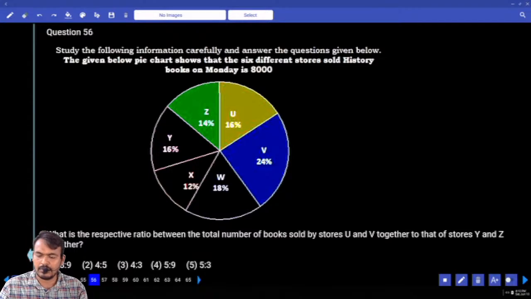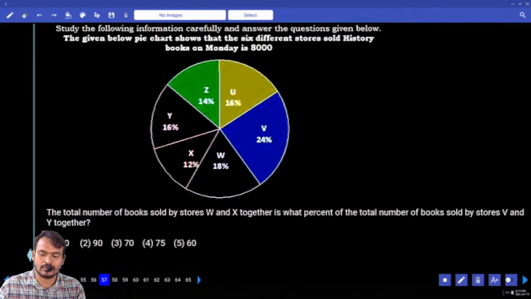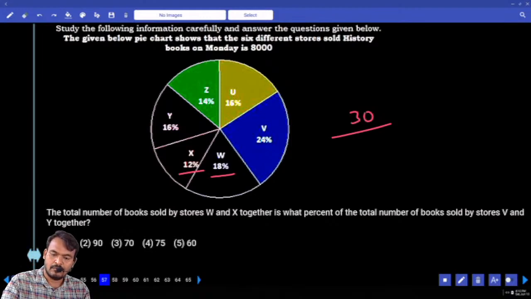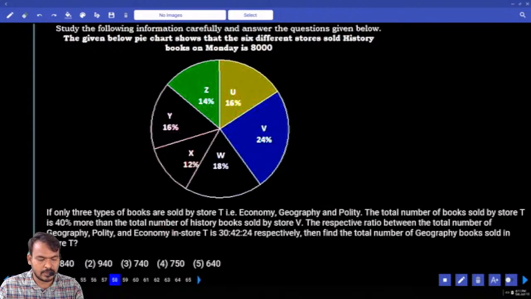U and V together. What is the U percentage? 16. V percentage 24. Total 40. Next Y and Z. Y 16, Z 14. Total it is 30. What is the ratio? 4:3. Next, 57. The total number of books sold by stores W and X together is what percent of the total number of books sold by V and Y? W and X 30 and V and Y 40. 30 by 40. What is the answer? 75%.